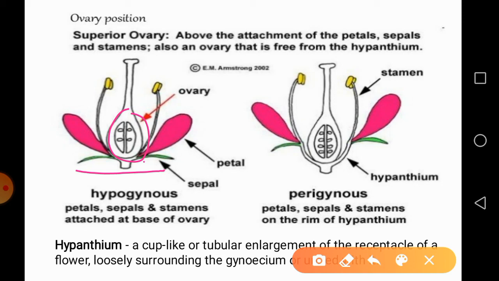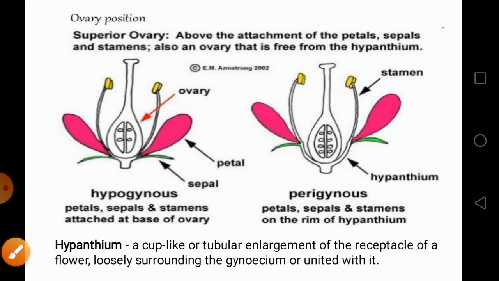Or perigynous condition in which your petals, sepal and stamens are arranged on the rim of hypanthium. So here you can see a tube like hypanthium is produced from the receptacle, and here you can see the arrangement of this calyx, corolla and stamens. So such a condition is called as a perigynous, and ovary is again said to be superior.